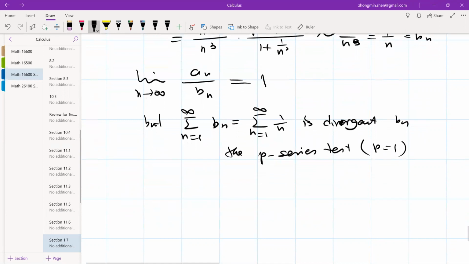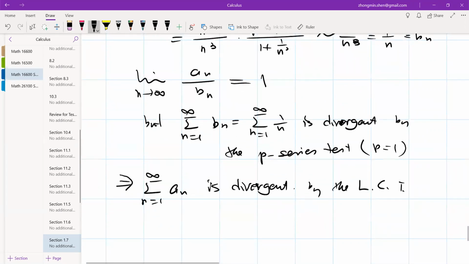Okay. So that implies this complicated series is also divergent, by the limit comparison test. Yeah, limit comparison test, because Bn is just the harmonic series, which is divergent. But An is almost equal to Bn, right? Equal to 1 over n. Of course, it's divergent.